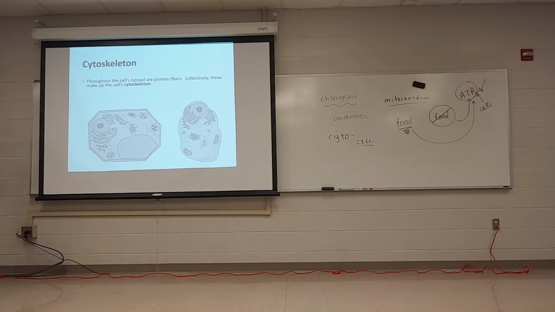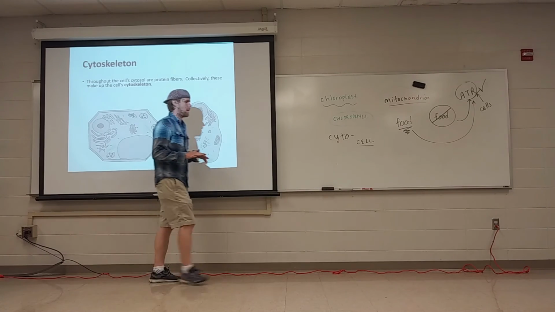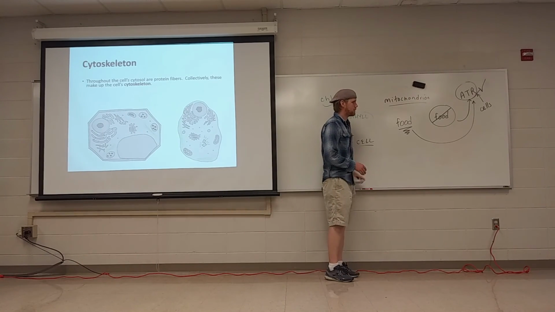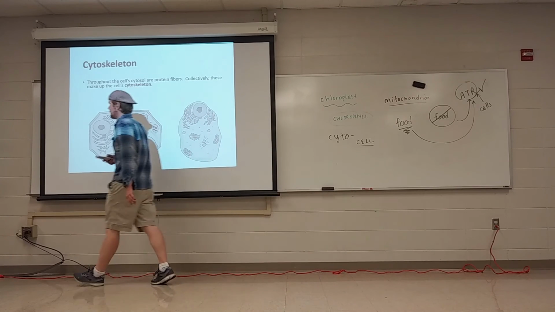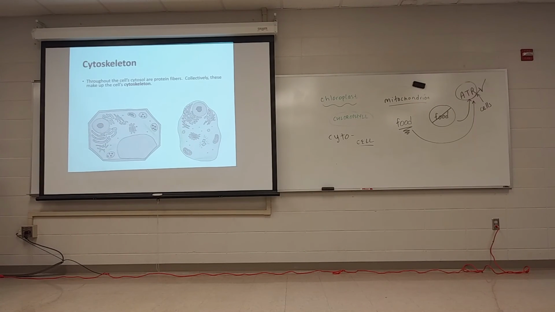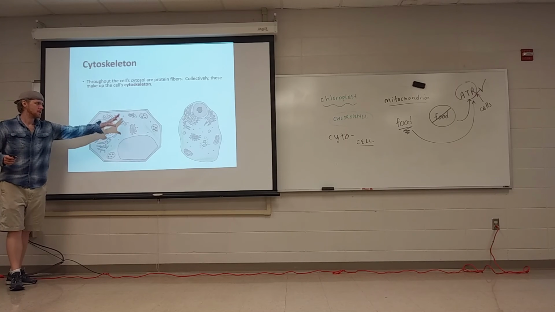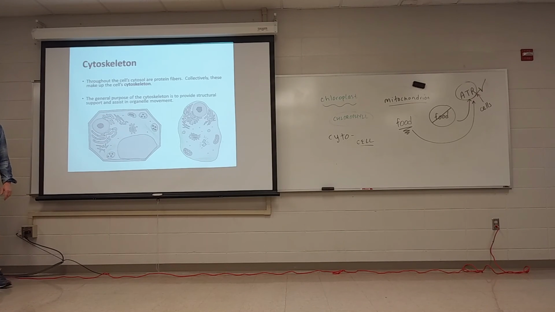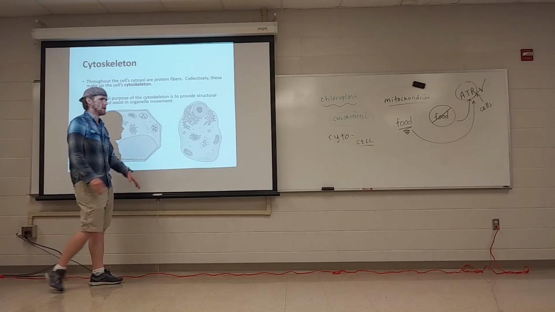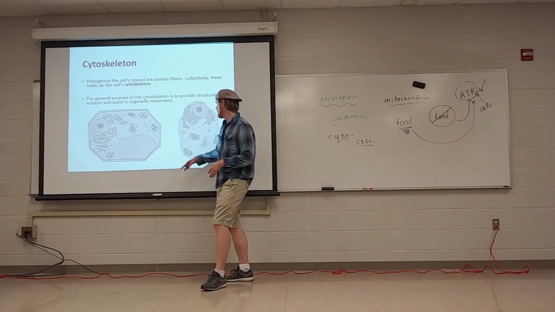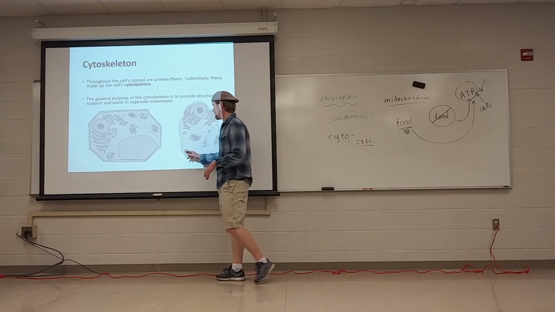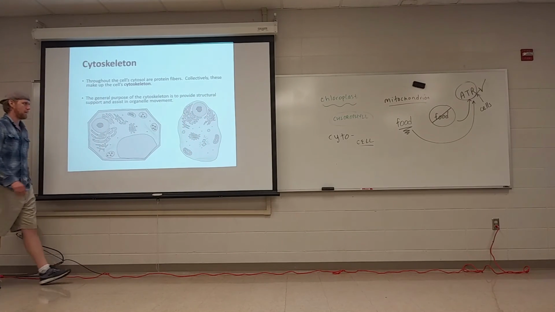There are a lot of them. They're very thin, but there are many, many cytoskeleton fibers. So what do they do? They're little protein fibers, large amounts of them, found throughout the cytoplasm of the cell. General purpose of the cytoskeleton: provide structural support and assist in the overall cellular shape and movement, as well as the movement of organelles within and throughout the cell.